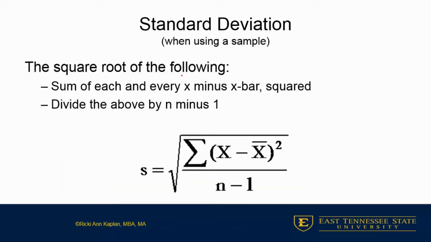Little review here, because you're going to be using standard deviation, and I have found out that some of my students have a problem with standard deviation. So when we look at standard deviation, we take the square root of the sum of each and every single x minus our mean x bar, then we square it, divide it by n minus 1. We are using a sample here, not a population, and then take the square root.